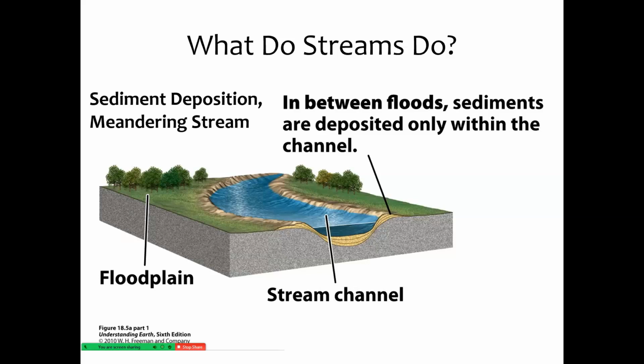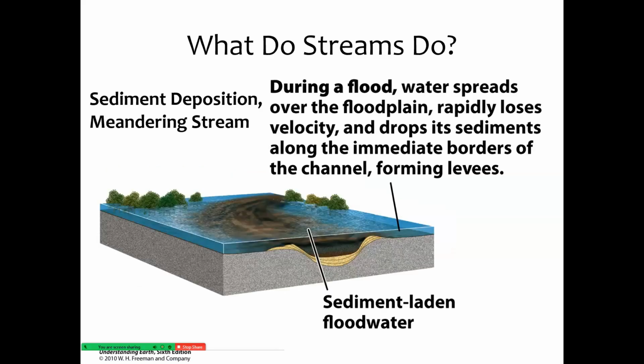So if we're looking at a meandering stream channel here, in between floods, sediments are only going to be deposited and reworked within the channel itself, along the bottom here, right? And you can have some erosion on one side, you'll have some erosion over here, and you'll have some deposition here probably, but it's all taking place within the stream channel. Nothing goes on the floodplain alongside during the normal course of the river, in between floods.